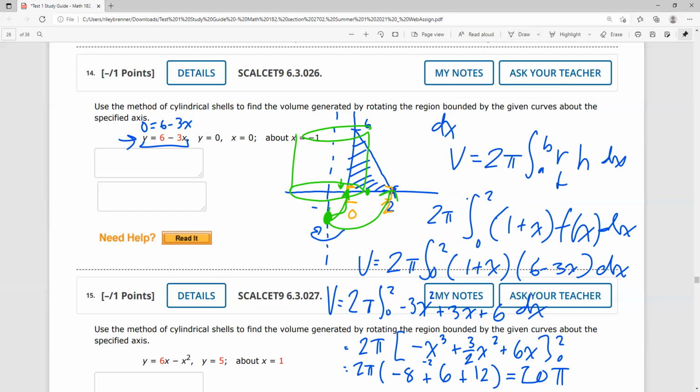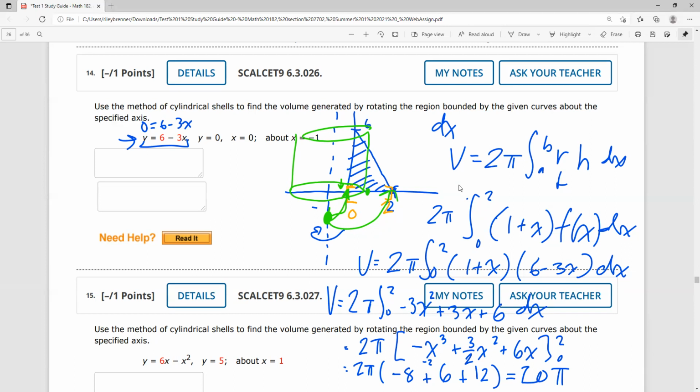Another little tip to check if you know you're wrong: if you're doing a volume problem and you get a negative answer, that's how you immediately know you messed up somewhere, so go back and check. You cannot have negative volume. Technically, you can have negative area, it would just be below the x-axis, but we're not going to talk about that. But yeah, just a little tip there.